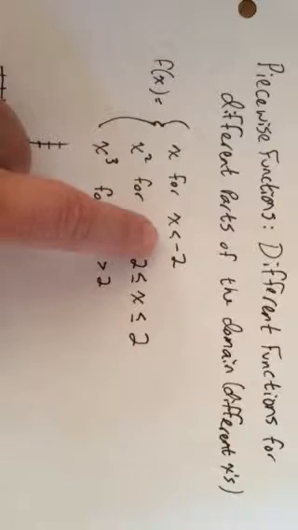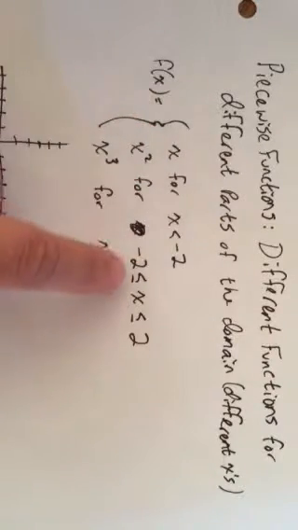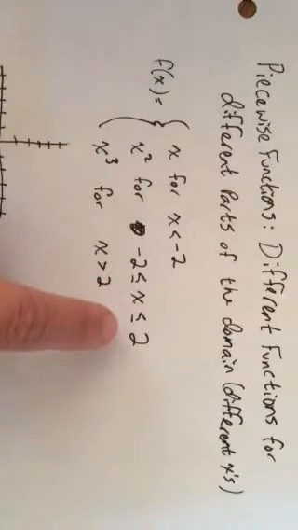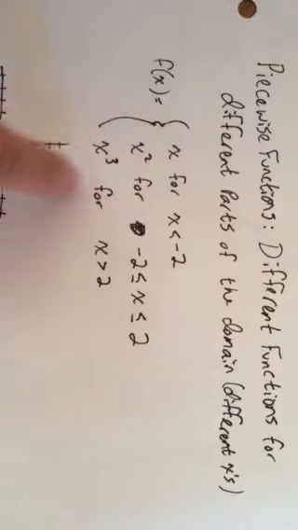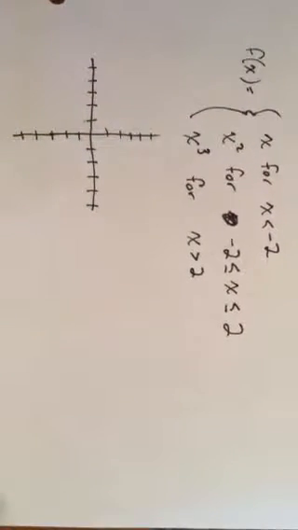When my x is less than -2, I would be using this function of x. When my x is between -2 and 2, equaling them even, I would be using x squared. When my x is greater than 2, I would be using x cubed. And in order to illustrate how to use it, let's go ahead and graph this one so we can get an idea how to use a piecewise function.